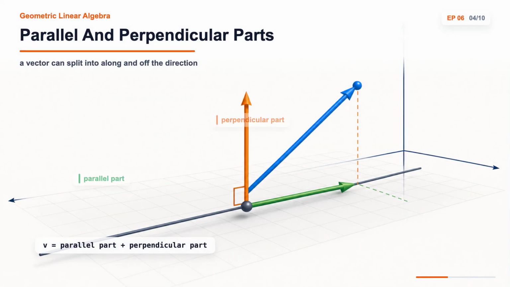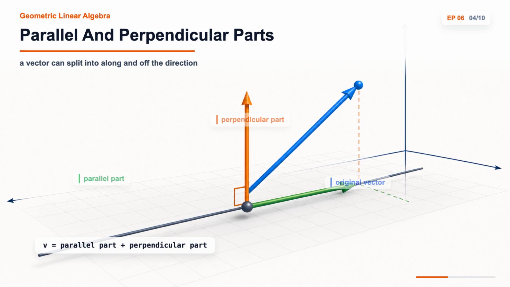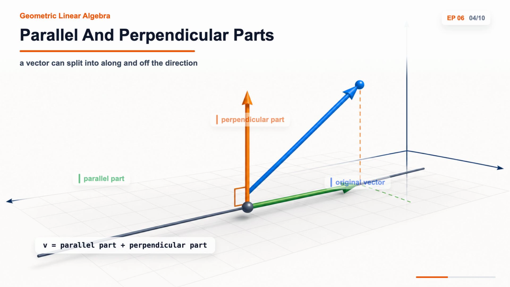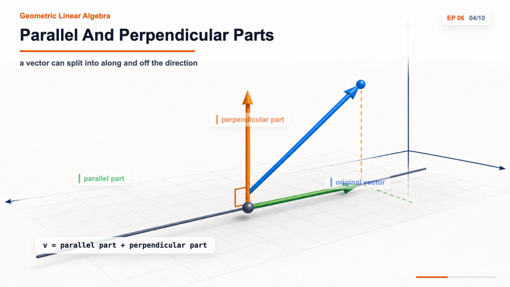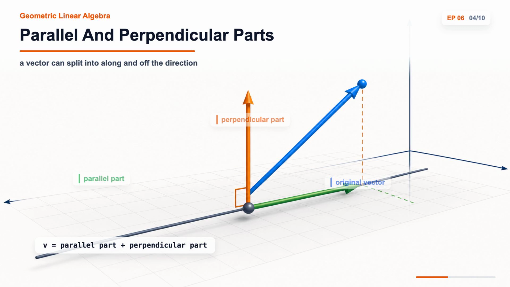Once we have projection, we can split a vector into two pieces. One piece is parallel to the direction we care about. The other piece is perpendicular to that direction. Together, those two pieces add back to the original vector. This decomposition is one of the most useful geometric moves in linear algebra. It lets us separate what is explained by a direction from what is left over.